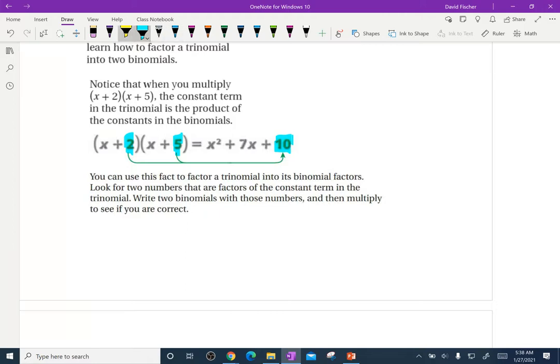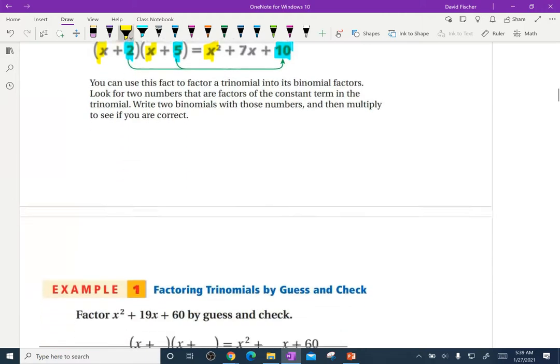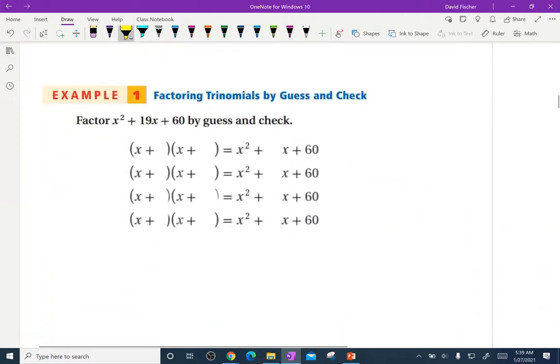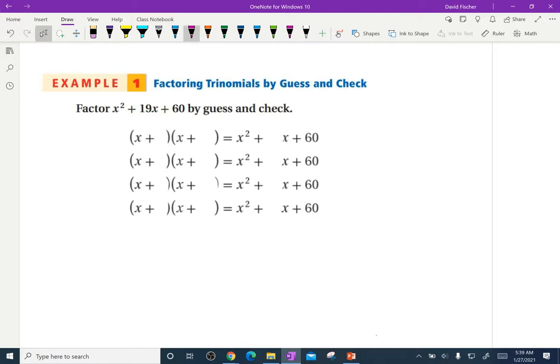You should have also noticed that when I do my x's times my x's, I get an x squared, and nothing changes on that one. So half of our factoring is pretty easy. It's just that stinking middle term that's going to give us a little bit of trouble. Most teachers teach it this way, and then somebody in college taught me a little bit of a trick.